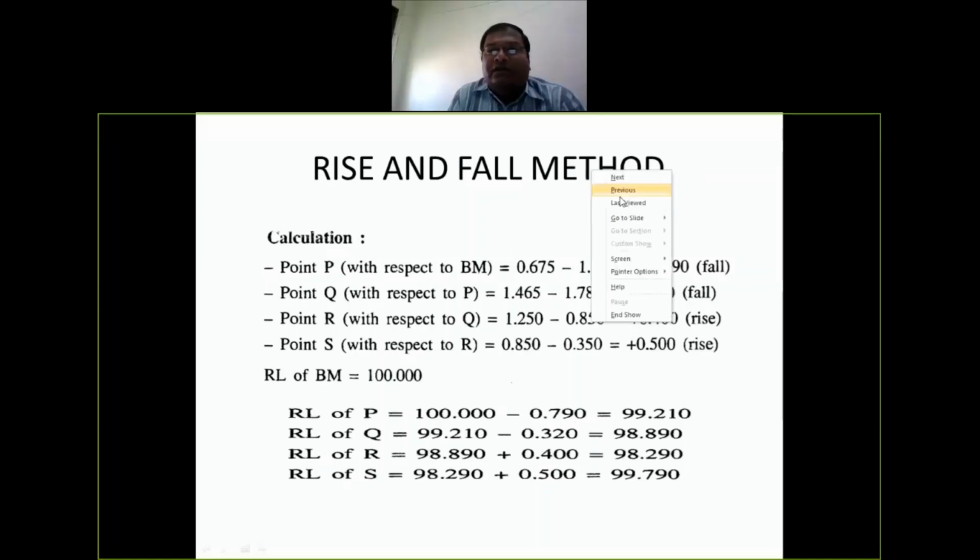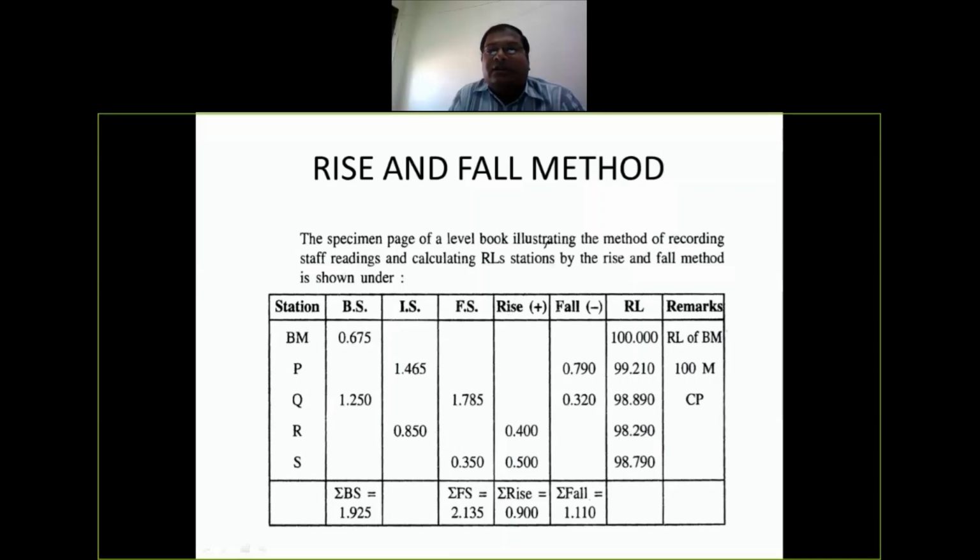So how? You can see from the table. This is your 0.675 and this is your 1.465. At point P with respect to the benchmark, if you take the difference of these two station points, 0.675 minus 1.465, you will get your answer, and that answer comes negative. So we will directly put it in this column. No need to put a minus sign here, because we already said that a fall indicates the minus sign and a rise indicates the positive sign. So you simply put your value here.